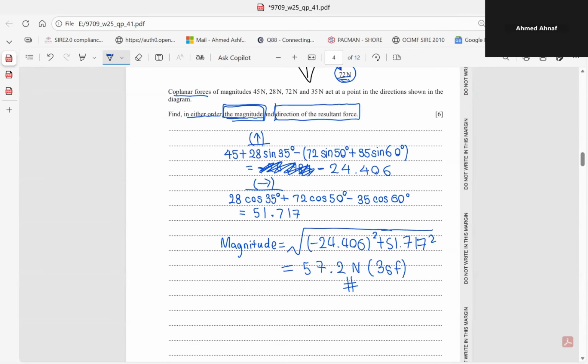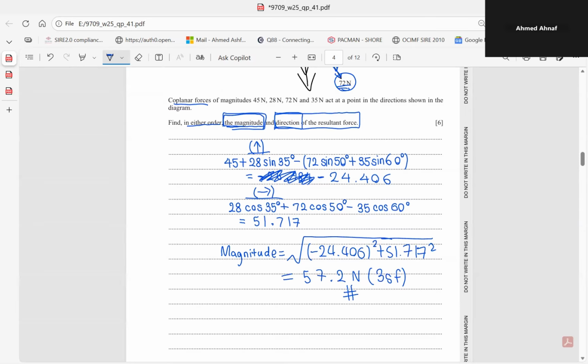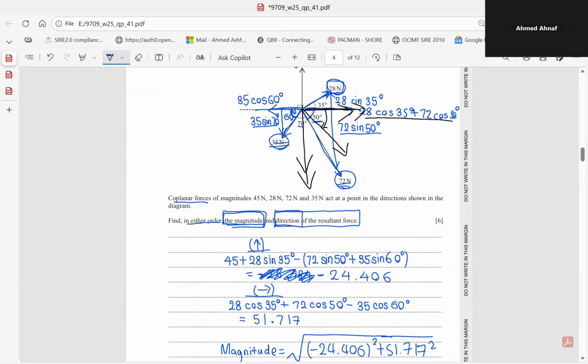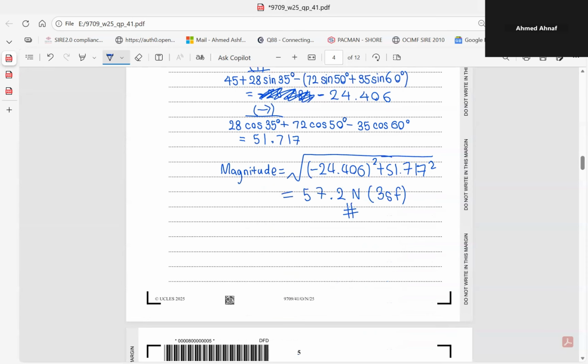Okay, now let's find the direction. To express the direction, you have to express the angle with respect to the horizontal axis and say which direction it is in, whether it's clockwise or anti-clockwise from the horizontal axis, and on which side, the left side or the right side. So you have to be as detailed as possible.